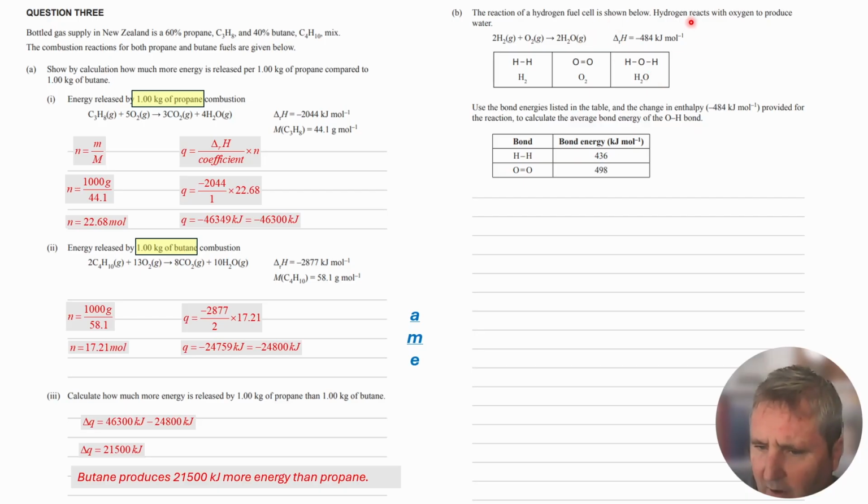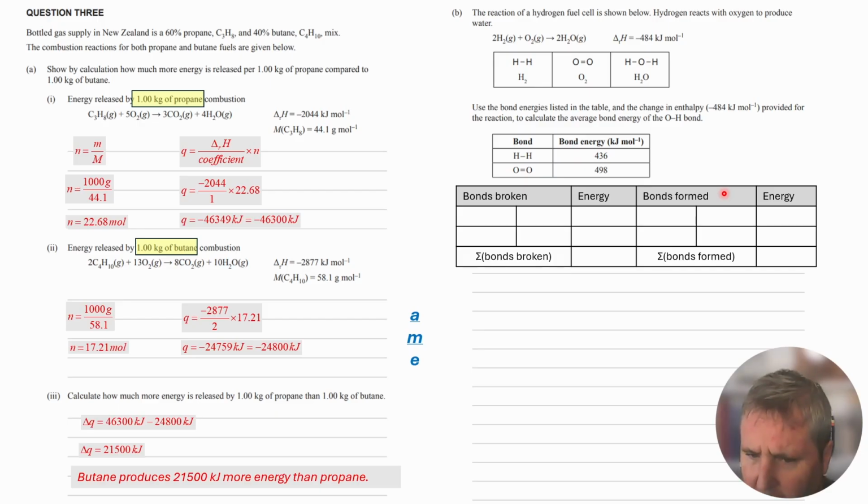and it gives a negative 486 kilojoules per mole. Okay, cool. Use the bond energies listed in the table and the change of enthalpy provided for this reaction to calculate the average bond energy for the OH bond. Okay, so we should recognize here that what we're doing is a bond energy calculation. So I put this down into a really simplified table. It doesn't actually have to be a table, but I put columns, and my table looks like this.